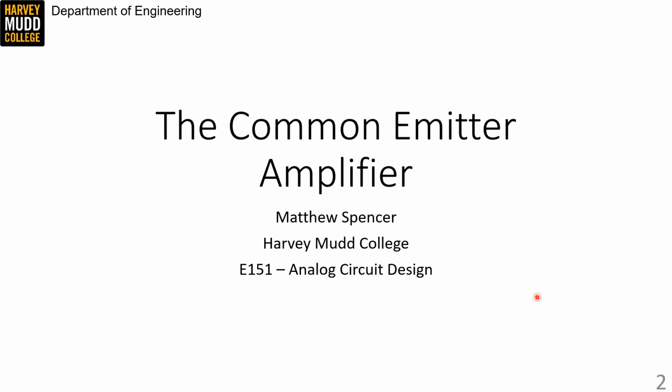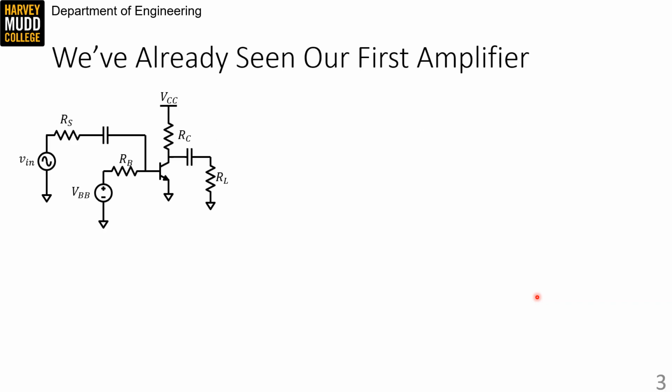Emitter amplifier. Unbeknownst to you, we've already taken a look at the common emitter, so we'll be revisiting an old circuit in a new light. This familiar circuit in the upper left is the first amplifier we're going to study, but now we're going to refer to it as a common emitter amplifier. It has that name because the emitter is grounded.